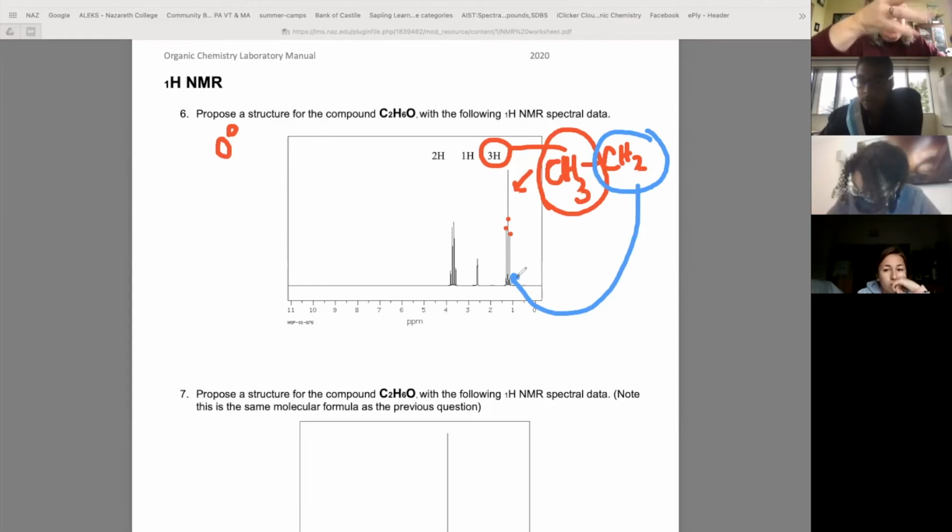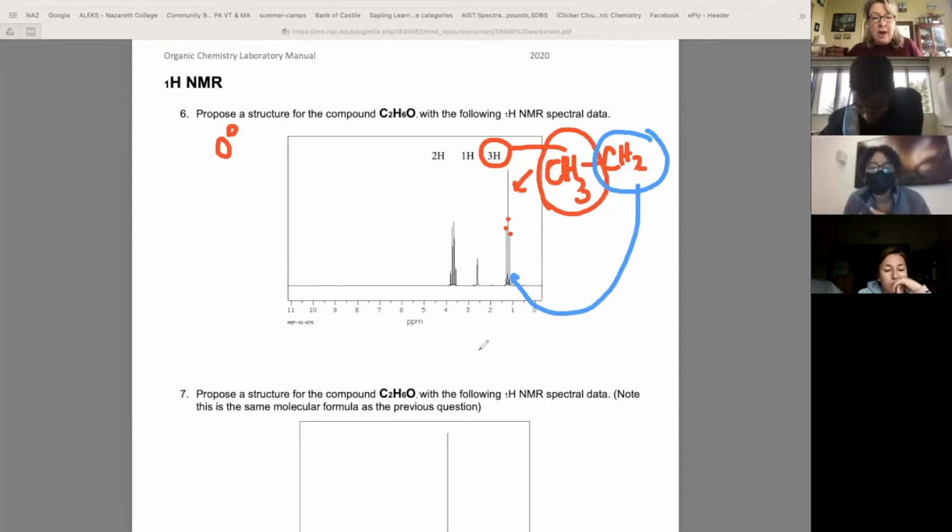A doublet means you have 1 next door. A singlet means you have 0 next door. A quartet means that you have 3 next door. And if you have a multiplet, like a huge one, like 7, that means you have 2 methyl groups, 6 next door. It's always n minus 1. The number of hydrogens is n minus 1 compared to the number of peaks that are split.